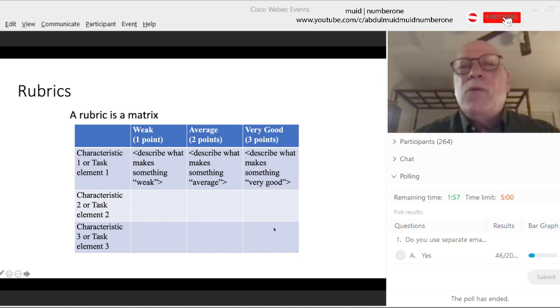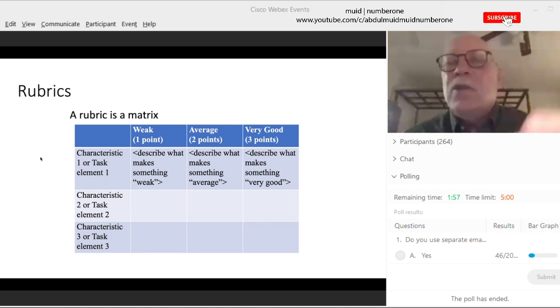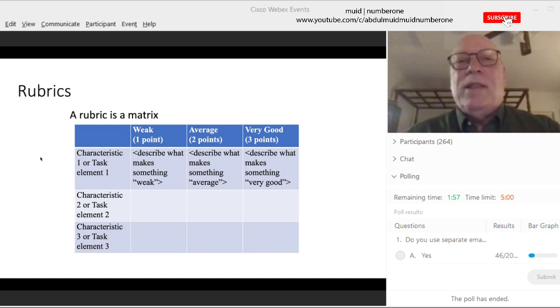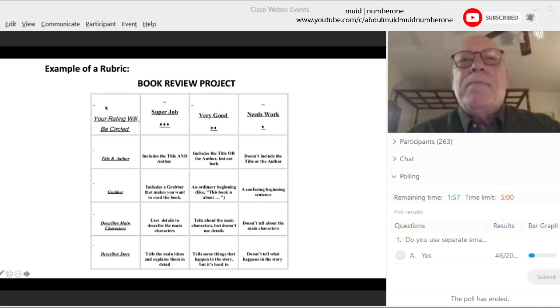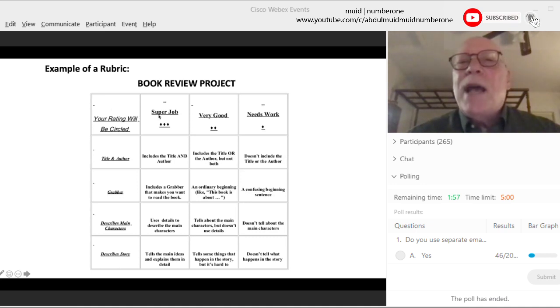That way the student can go through it afterwards and decide, oh yeah, my document has this, or my work has this. Oh yes, I'm doing this right. Yes, I'm doing it this way. Here's an example. This was an example that Saiful gave to me. It's a book review project. So you're rating a super job, or a very good job, or needs work. You'll get circled what you have based on these things.